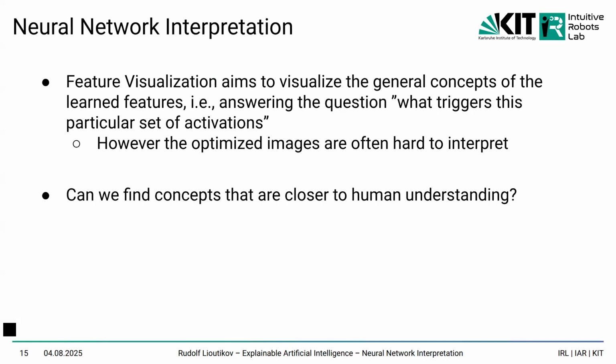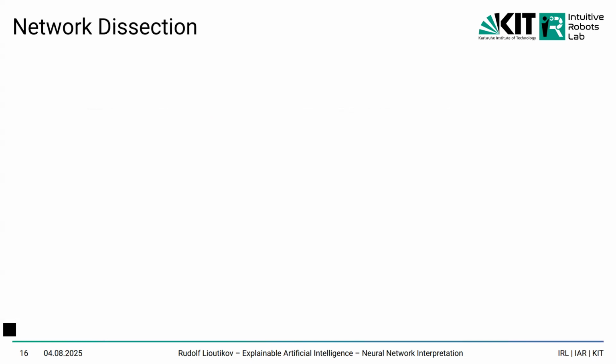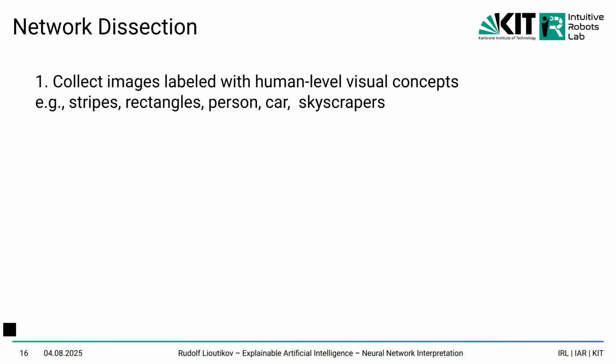So the idea is, can we actually find concepts that are human understandable, right? And see if these concepts contribute somehow to the overall activation, right? And this is what we call network dissection. So the way that this works is a three-step approach.